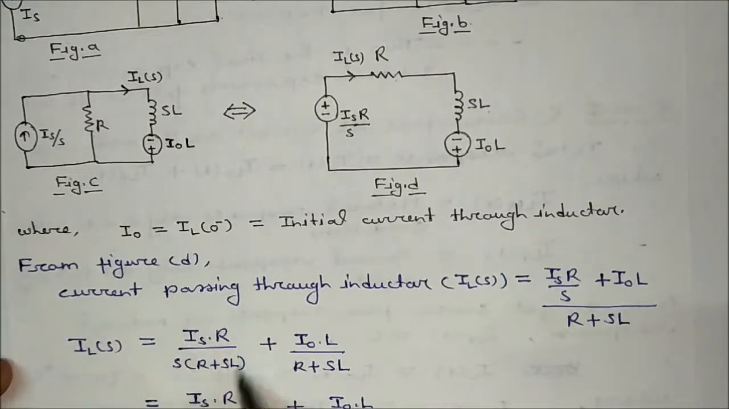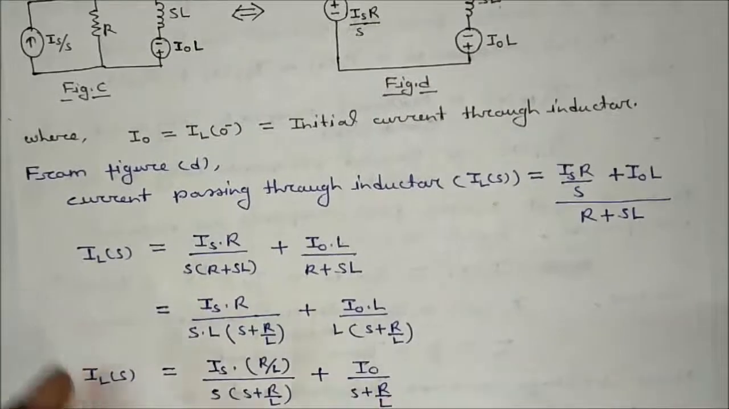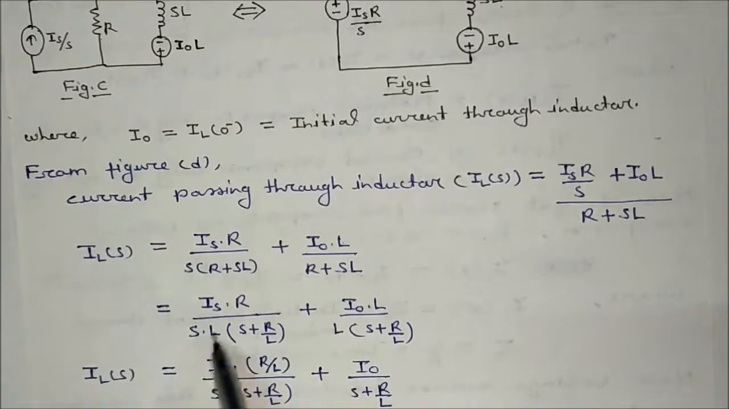This can be further reduced in the form of, the denominator must be in the form of what? S plus A. Similarly here, the denominator must be in the form of S plus A, and to make it in the form of S plus A, what we will do, take L common here, take L common here. If you take this one, what you will get, you will see Is R divided by S L, this one S plus R by L, this one L, S plus R by L.